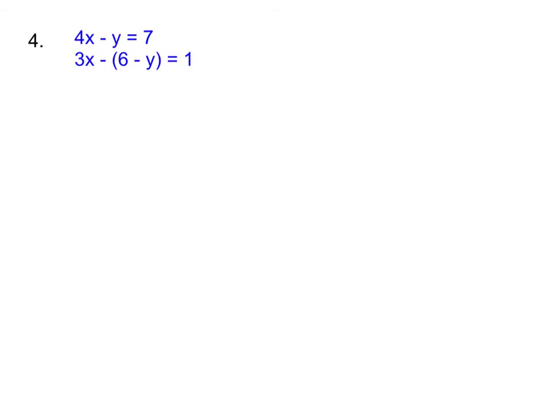Example number 4. 4x minus y equals 7, and 3x minus 6 minus y, in parentheses, equals 1. The first thing you have to do is you can't line anything up until you simplify. So let's first distribute and simplify the second equation. So the second equation we distribute is going to be 3x minus 6 plus y equals 1. Now we also have a problem. Look at our first equation. Once again, we have x and our y on the left, our number on the right. We do have our x and our y, but this number can't be here. It has to move to the right side. So we're going to add 6, and that's going to give me 3x plus y equals 7.